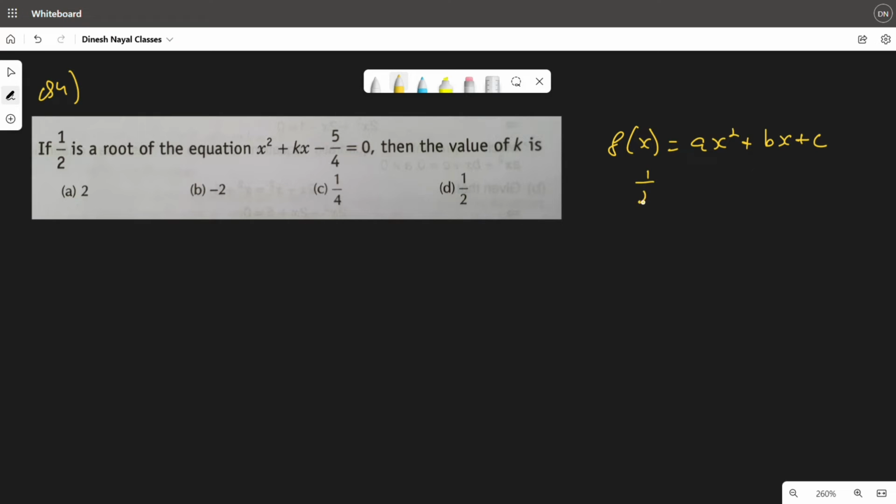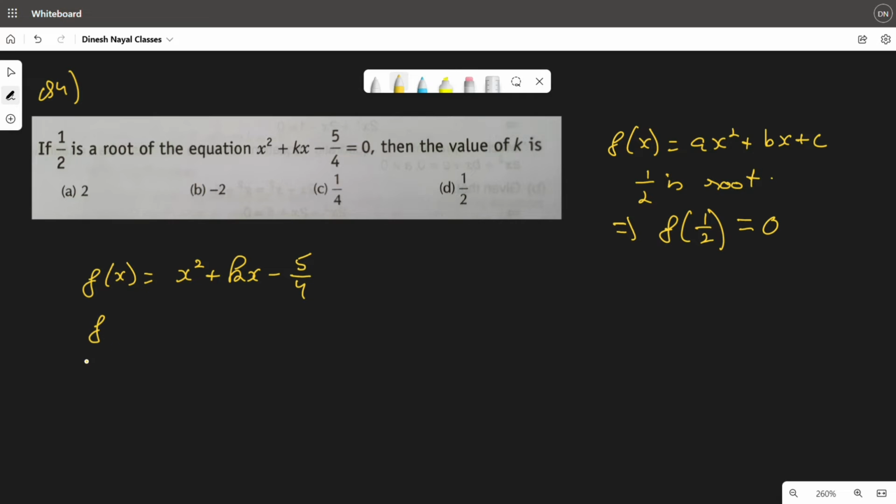Now if 1 by 2 is the root of this equation, then f of 1 by 2 should be equal to 0. So now solving this, writing f of x as x square plus kx minus 5 by 4. Now substituting 1 by 2, so this is f of 1 by 2.